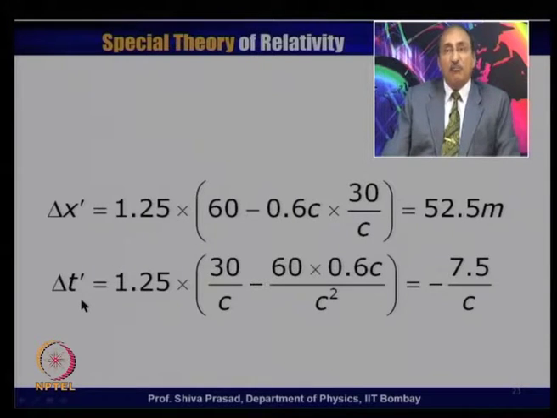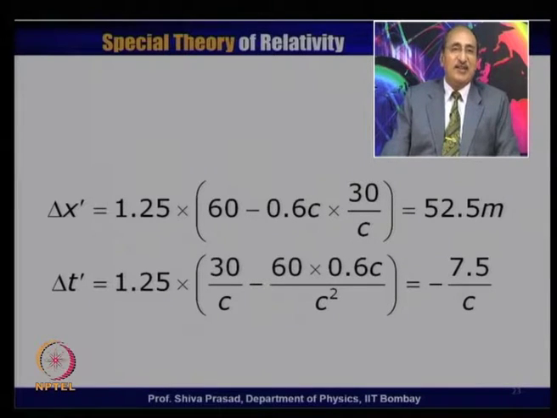Similarly, the time interval between these two events would also be different according to the observer in the S prime frame of reference, and that time interval will be given by delta t prime is equal to gamma, which is 1.25, multiplied by t, which is 30 by c, minus v, which is 0.6 c, into x, which is 60, divided by c square. If you put all these numbers, you get minus 7.5 c.